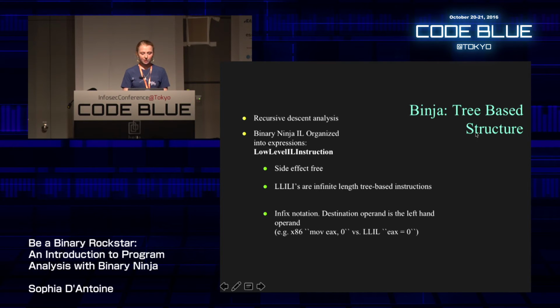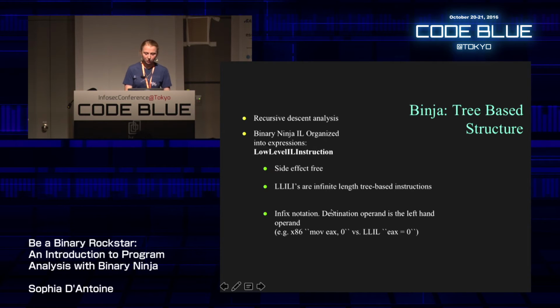And Binary Ninja organizes everything into expressions. It takes the assembly and condenses what it can into something called low-level IL, or intermediate language instructions. These are basically like expressions in a program, which do one or more things. And these are side effect free, meaning when you reason about an intermediate language instruction or expression, you can know that everything you do based off of that instruction is basically everything that's going on at that point in the program.